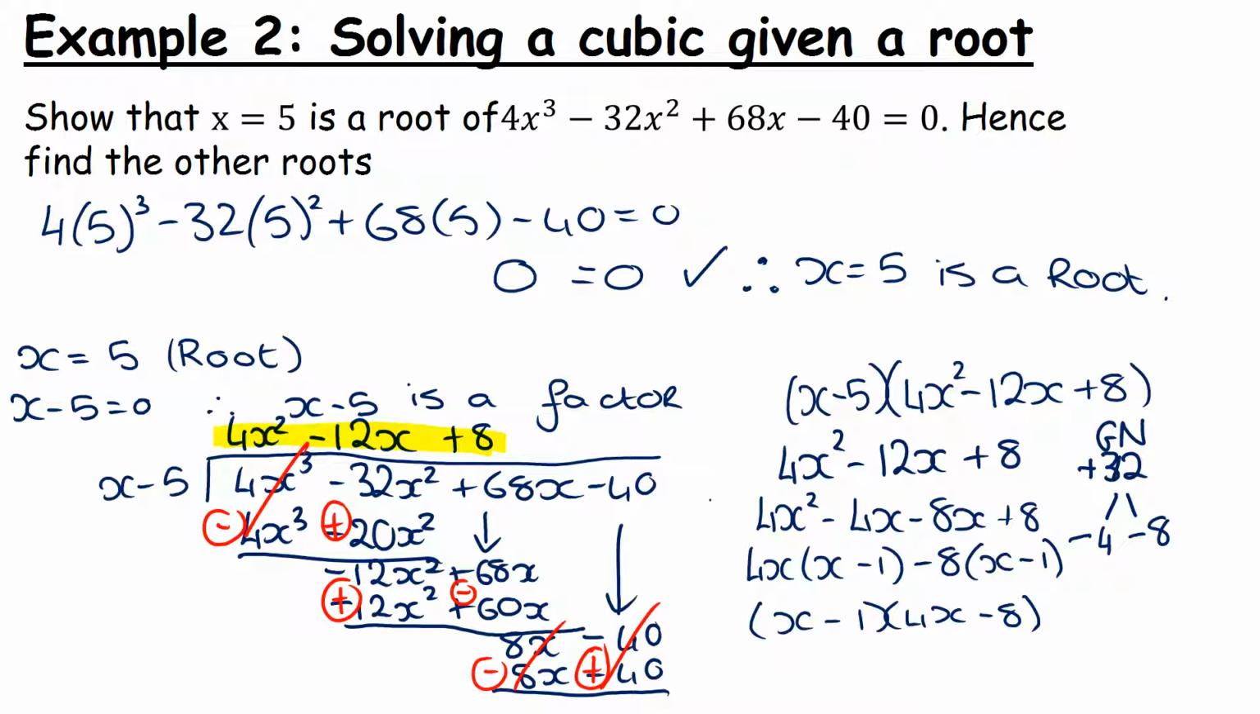So we want to find the roots. At this point we have the other two factors. A factor is x minus 1, and another factor is 4x minus 8. But remember, this should equal 0. So we work on getting our factors down to our roots. How we do that is we let each factor equal 0. So x equals 1. 4x minus 8 equals 0, so 4x equals 8, x equals 2.